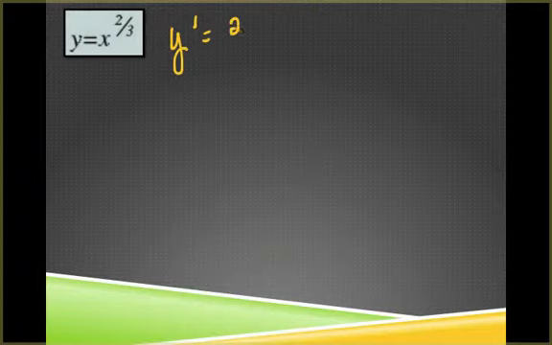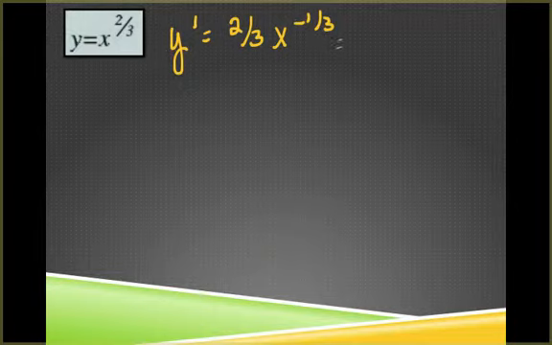So let's look at the equation y equals x to the 2/3 and use what we've already been using to get the graph. So let's start by taking a derivative. If I take the derivative, I'm going to get y prime is equal to 2/3 x to the negative 1/3, which would be 2 over 3 cube root of x.